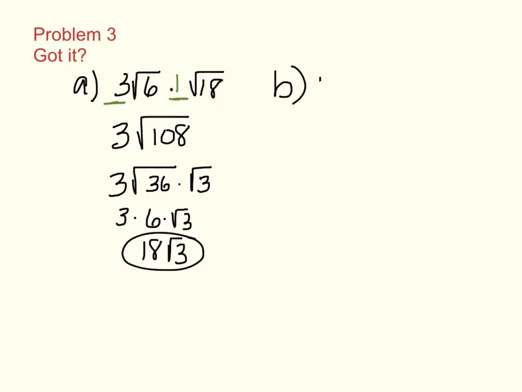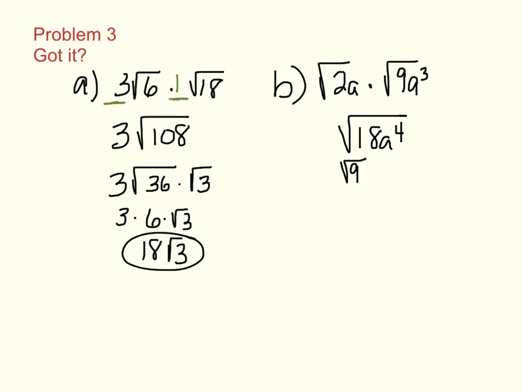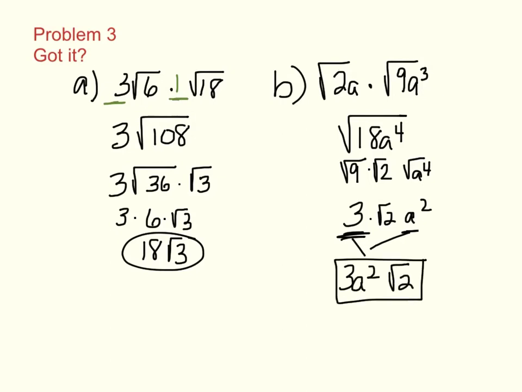B. The square root of 2a times the square root of 9a to the 3rd. If you multiply them together, you get the square root of 18, a to the 4th. The square root of 18 is going to be broken up into the square root of 9 times the square root of 2. The a to the 4th I don't have to even do because it's even. Because it's even, I don't have to do anything with it. The square root of 9 is 3. The square root of a to the 4th is a squared. I put these two out front. My answer will be 3a squared times the square root of 2.